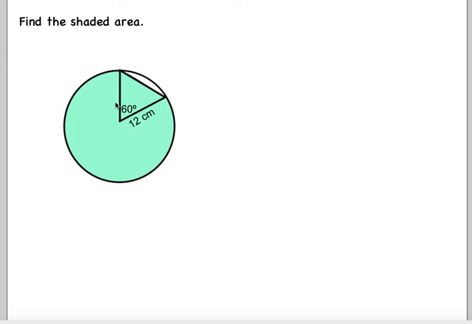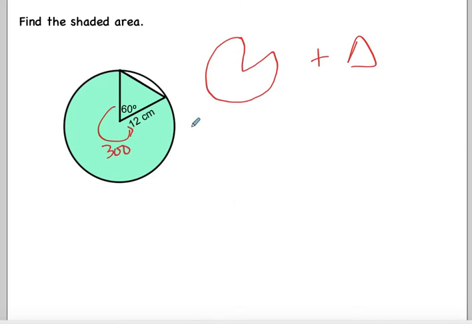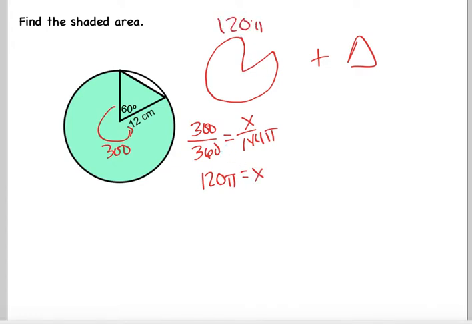One more. We have this one, and to do the area of this one, what you're going to want to do is the sort of Pac-Man shape there, plus the triangle. So the Pac-Man part of it, 300 degrees of the circle there, so 300 over 360, x over 144 pi, because 12 is the radius, so the area of that circle would be 144 pi. And cross multiplying and simplifying, you get 120 pi for x here, so 120 pi is that portion of it.